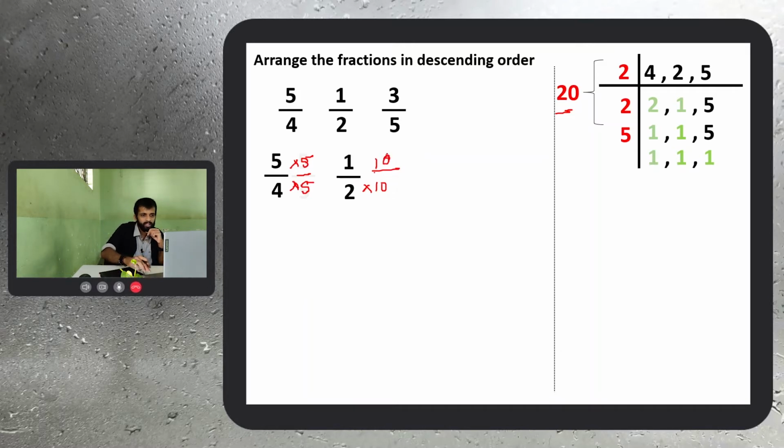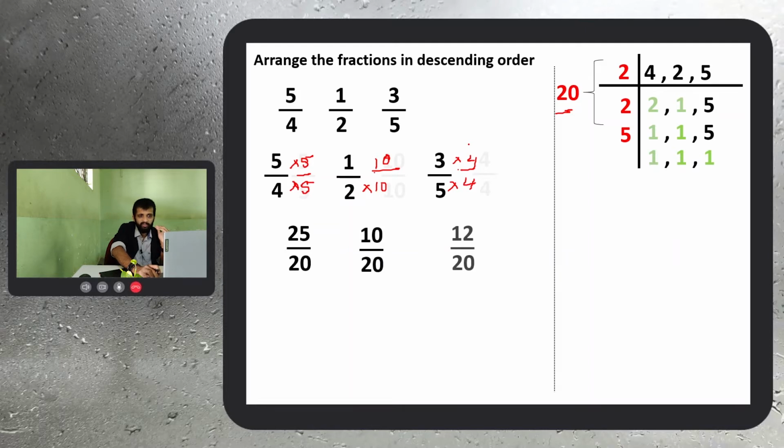Next is 3 upon 5. 5 is in the denominator. I will multiply something of my own so that my answer is 20. So here it will be 4 times, and the same number I have to multiply on top as well. So after doing that, my answers will be 5 fives are 25 upon 20. The other one will be 10 upon 20, and it will be 12 upon 20.